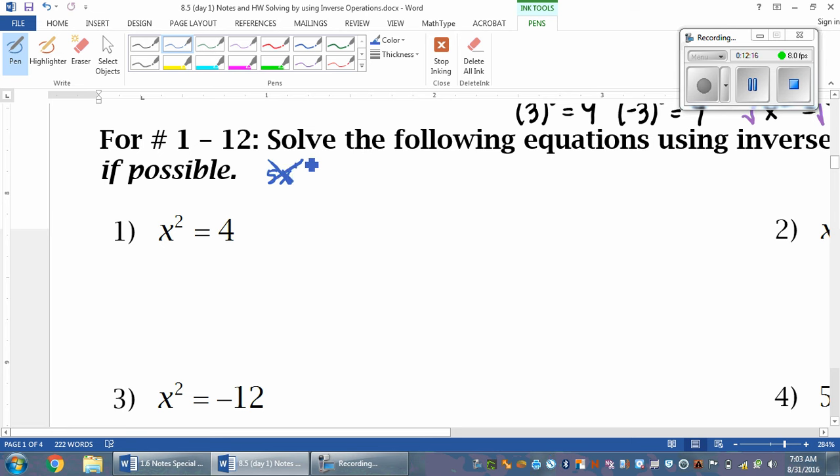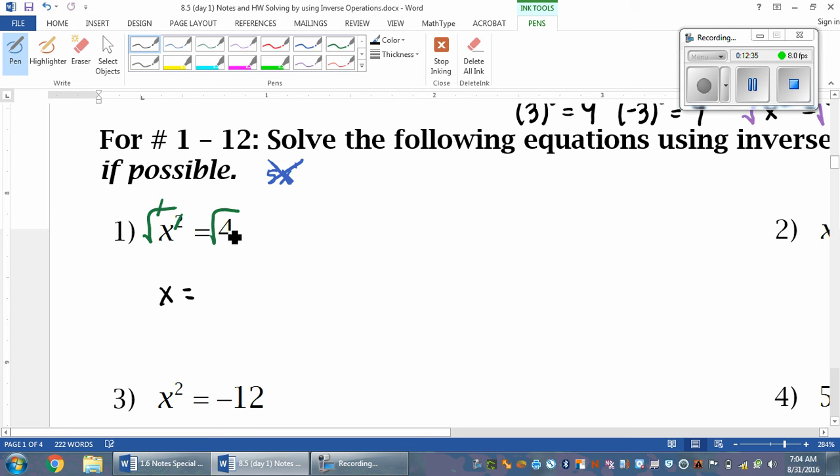So the first step is isolate, so get the quadratic term by itself. Look, the quadratic term is already by itself. So I've got to get the exponent of a 2 away from the x. I do that by taking the square root of both sides. The square root and the exponent of a 2 cancel because they're inverses.